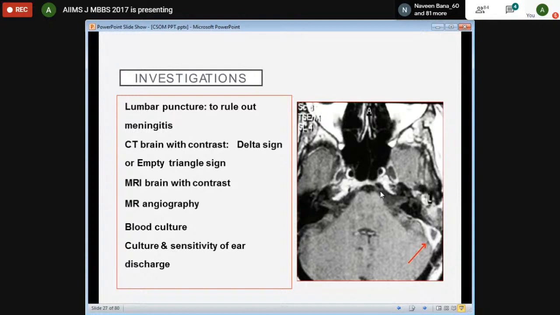MRI brain with contrast, MRI angiography. Angiography is the study of the blood vessels, where you put a dye inside the blood vessels and you see how well it is going. If there is an obstruction, it will stop, and you may see a differentiation in the contrast. Blood culture to rule out septicemia, and ear discharge culture sensitivity.